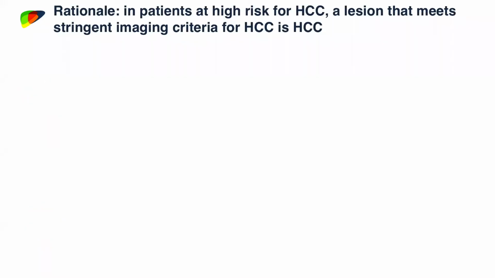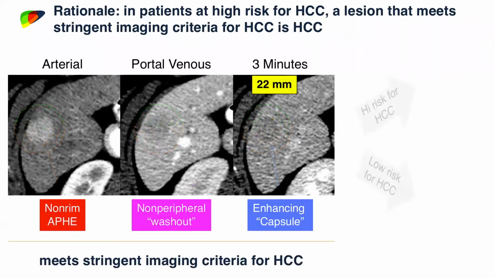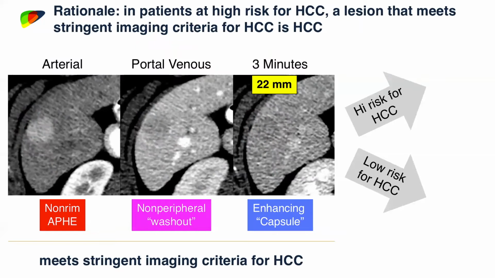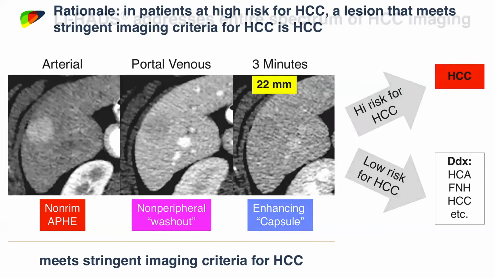Now, the rationale is that in patients at high risk for HCC, a lesion that meets stringent criteria for HCC is HCC. So it's a combination of having high risk plus stringent criteria. This case I already showed you earlier. So this is a woman. This woman does not have cirrhosis. So if she did have cirrhosis, we would have said this is an HCC, but this particular woman does not have cirrhosis. So I'm going to go fast through this case because we already saw it. And the important point is that if this patient has cirrhosis, we can apply LI-RADS. If this patient doesn't have cirrhosis, we must not apply LI-RADS.